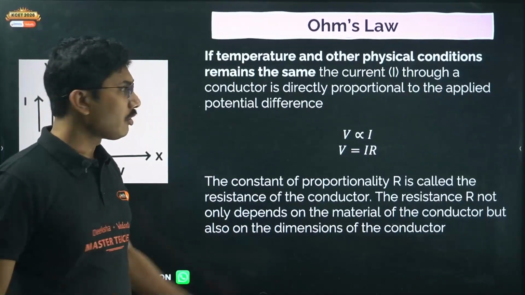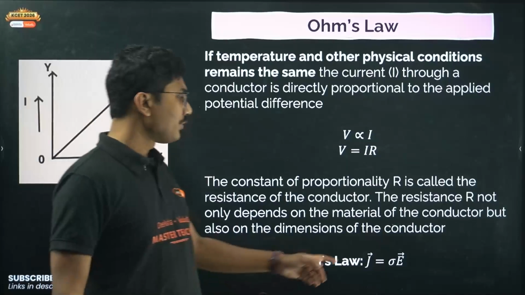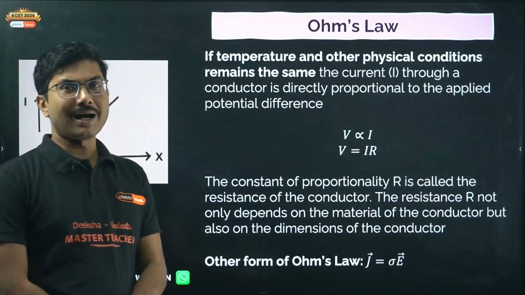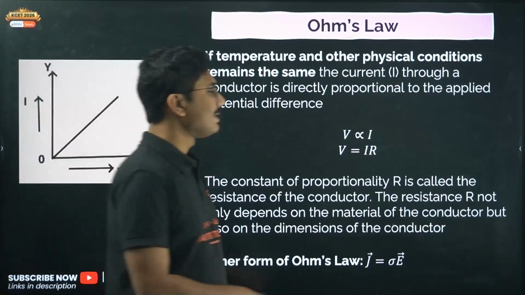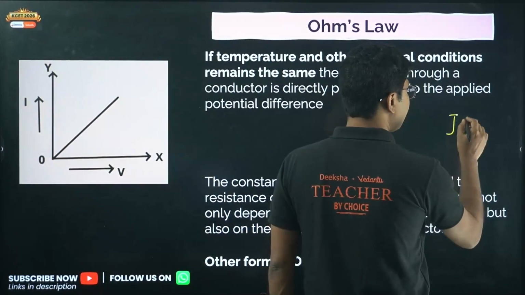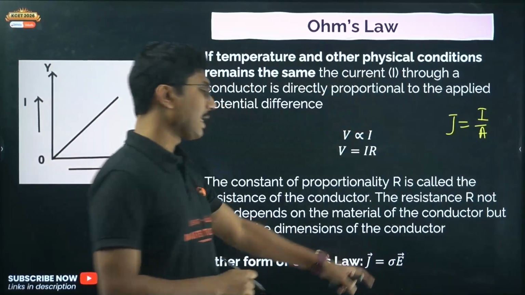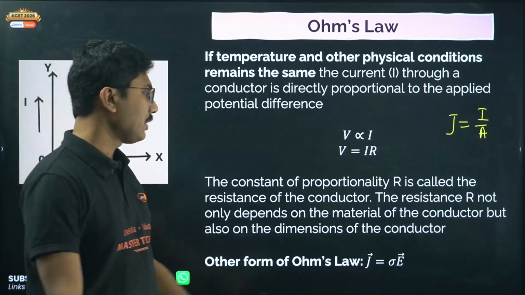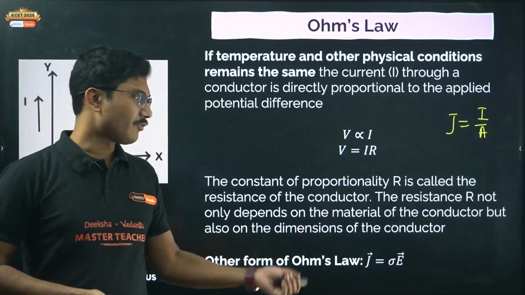Now this is the common form of Ohm's law, but there is one more form of Ohm's law, in vector notation, which is given by J equals sigma E. What is J? J is current density. The magnitude of J is I upon A. Sigma is the conductivity of the conductor, and E is the electric field that you applied. So this is the alternate, second form of Ohm's law, the vector form of Ohm's law.